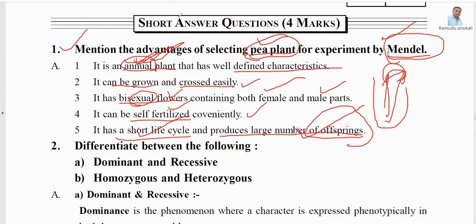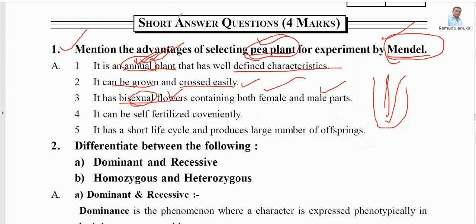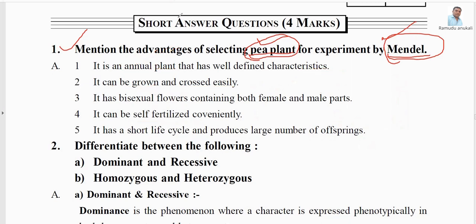This is the most important question and answer at examination level. It has already come many times in examinations, and this year also I expect it will appear. That is, mention the advantages of selecting the pea plant by Mendel.